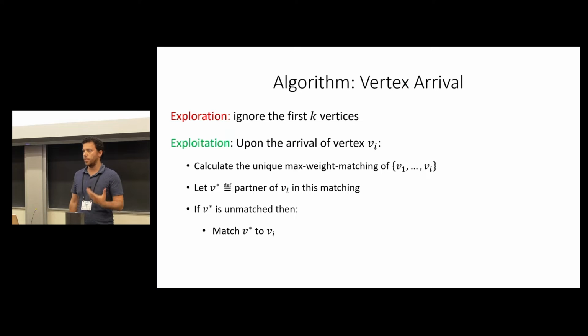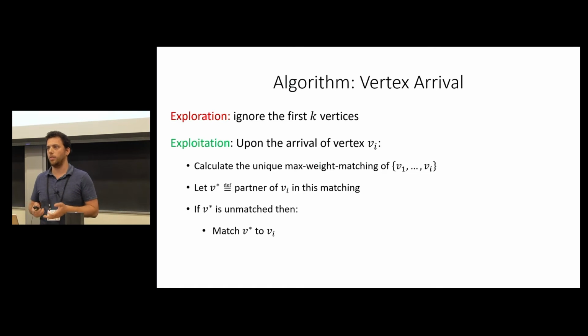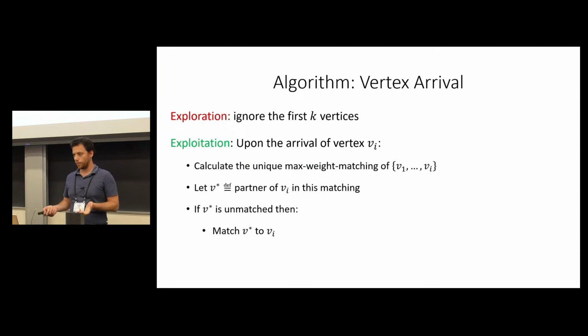Okay, so with this assumption, now let's go to the algorithm. The algorithm is divided into two parts: first exploration, then exploitation. In the exploration phase, we just ignore the first k vertices and don't match anything. Let's denote by k the number of vertices that we don't do anything with.